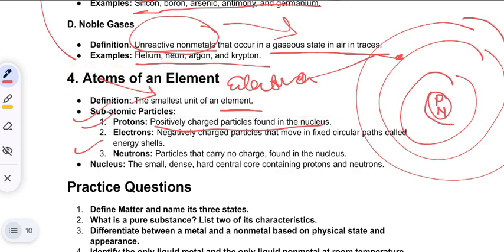Proton and neutron are present inside a hard, dense central core. This central core which you can see, that is the nucleus. That hard central core is the nucleus.